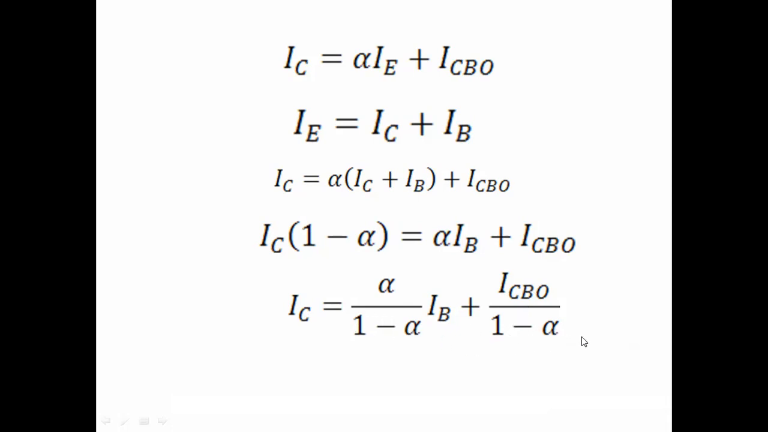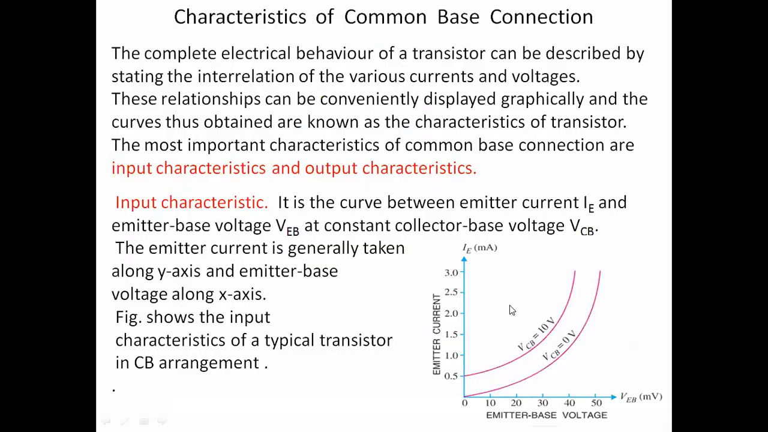Okay, so like this you can get IC equals alpha by 1 minus alpha into IB plus ICBO by 1 minus alpha. Okay, so that is about the collector current in the common base configuration. So coming to the characteristics of common base connection.